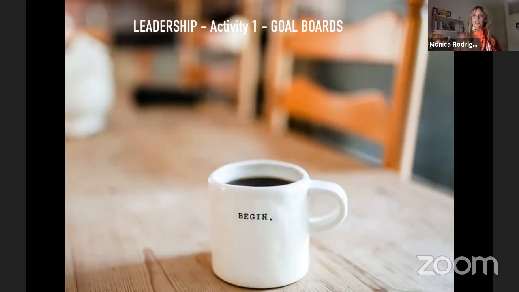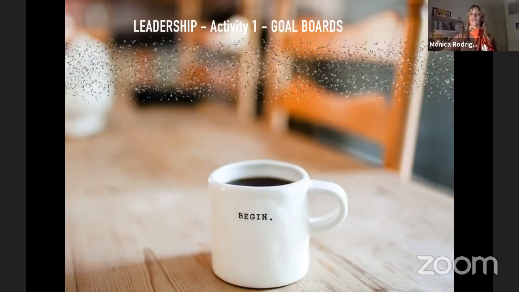So leadership is about empowering our students so that they can create stronger, better stories, enriched stories for themselves, right? This is about leadership in the classroom. Exactly. Thank you, Luis, for that. And this is my activity related to leadership. Leadership is about achieving goals. But first of all, we have to help our students create different goals.